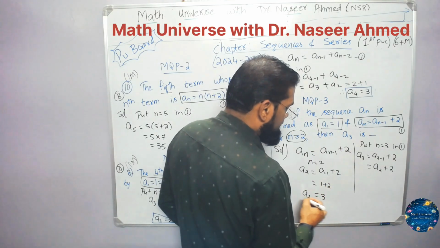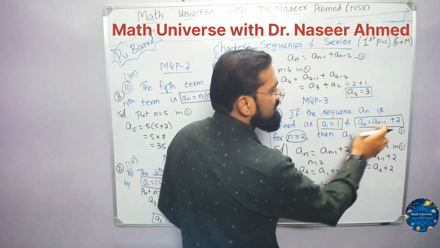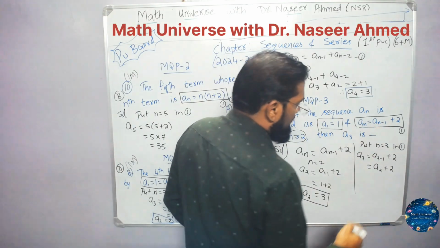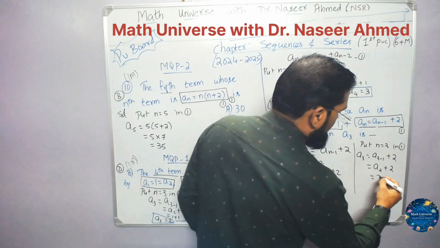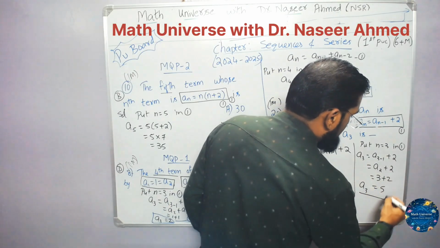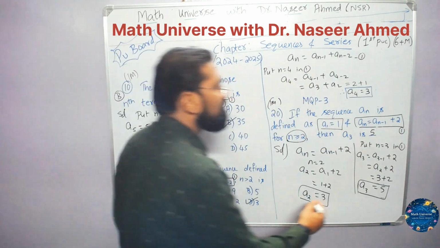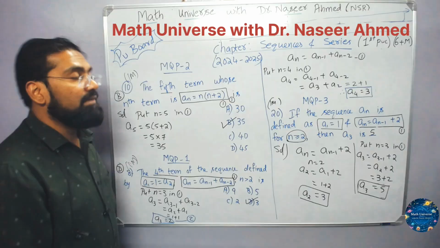This is actually called a recurrence relation type problem, where you have a relation in which both sides have a term location. Now the second term is 3, so I can put here 3 plus 2, which is 5. So the third term is 5. So fill in the blanks. Answer is 5, kindly make a note of this.